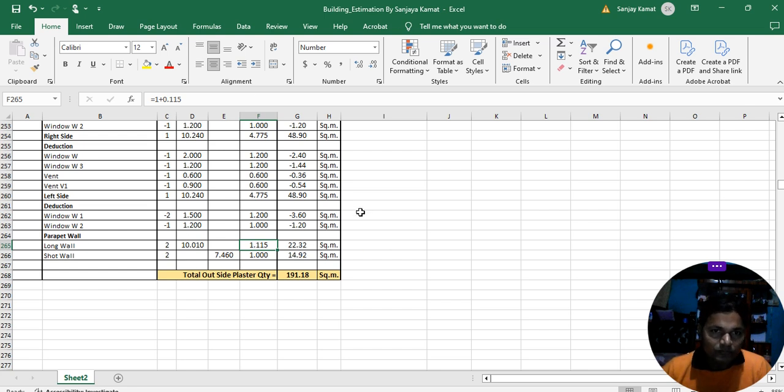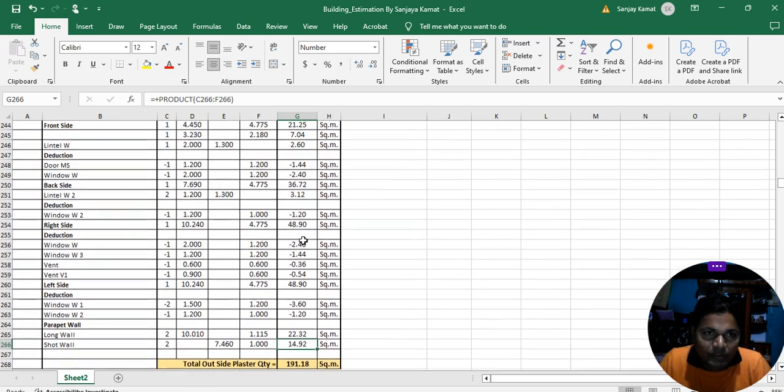Okay, once you get this, then you have to work for the short wall. For the short wall, the number will be 2, breadth will be 7.460 meter, and thickness will be 1 meter. After knowing these three values, multiply them one by one, and after multiplying you will get the area. How much will the area be? After multiplying, the final area will be 14.92 meter.